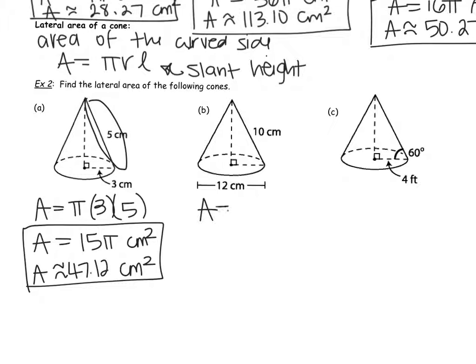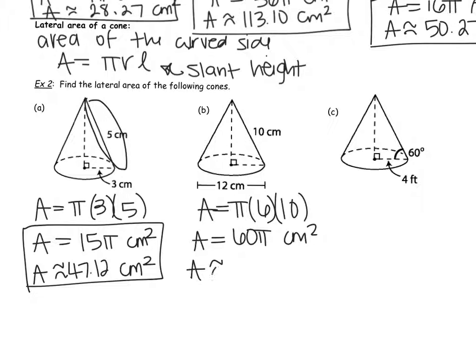In our second cone, we already know that the radius is 6, so it's pi times 6, and then our slant height of 10, which gives us an area of 60 pi centimeters squared, which is approximately 188.50 centimeters squared.